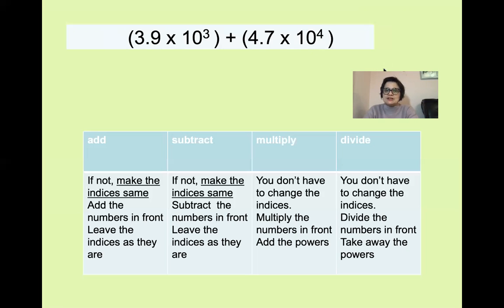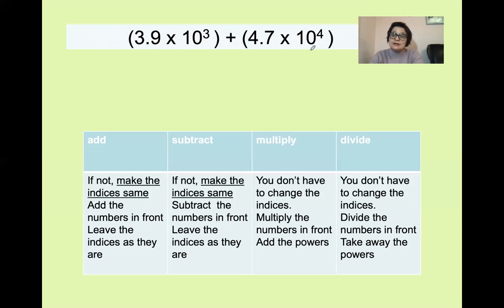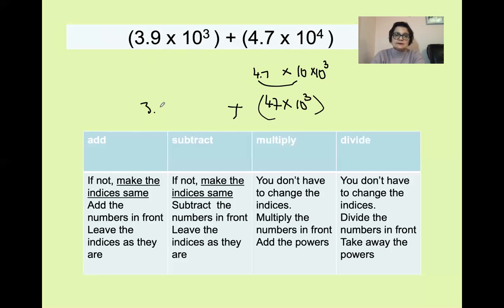So how do we make this change? Now we can rewrite 10 to the power of 4 as 10 times 10 to the power of 3. Can you see? Which means we multiply 4.7 times 10. All right? So 4.7 becomes 47 times 10 to the power of 3. And the next one is the other number, 3.9 times 10 to the power of 3. And there you go. Both numbers are expressed in the same indices. But this one, of course, is not a standard form, but we express it like this to be able to add to the other numbers because the powers are the same.